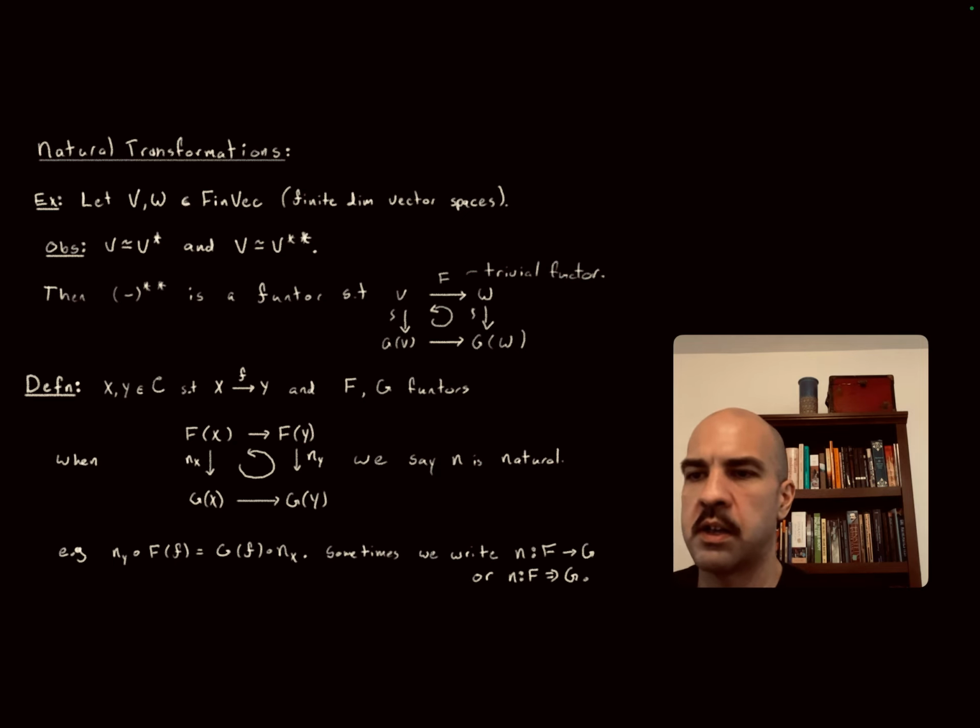So we'll also write the natural transformation with this implication symbol. When you see the implication symbol F goes to G, we're going to say that that's a natural transformation. And this happens exactly when this diagram commutes for two functors.